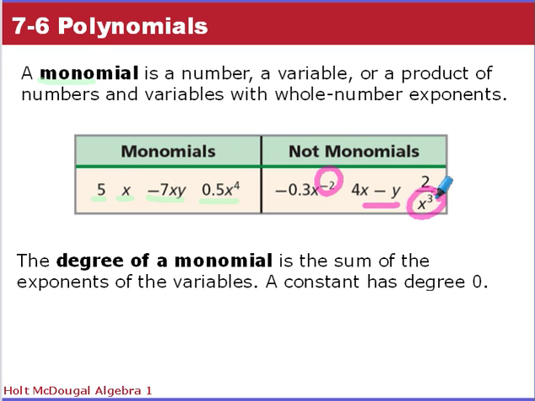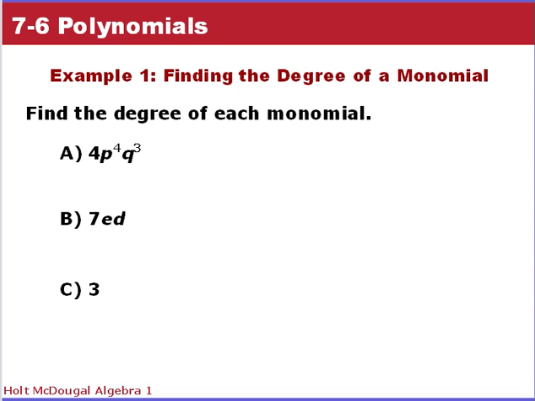We're looking at degrees. The degree of a monomial is the sum of the exponents of the variables. And a constant has a degree of 0. So here, this would have a degree of 0, this a degree of 1. This would have a 1 and 1, so a degree of 2, and this one would be a degree of 4. So let's look at some of those now.